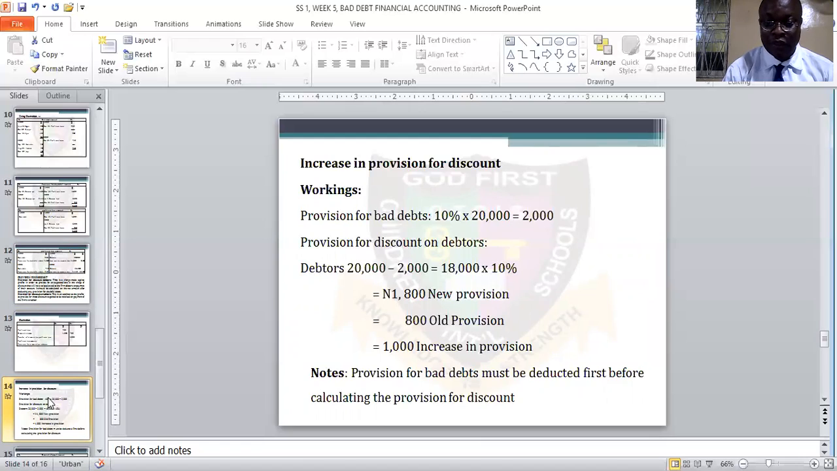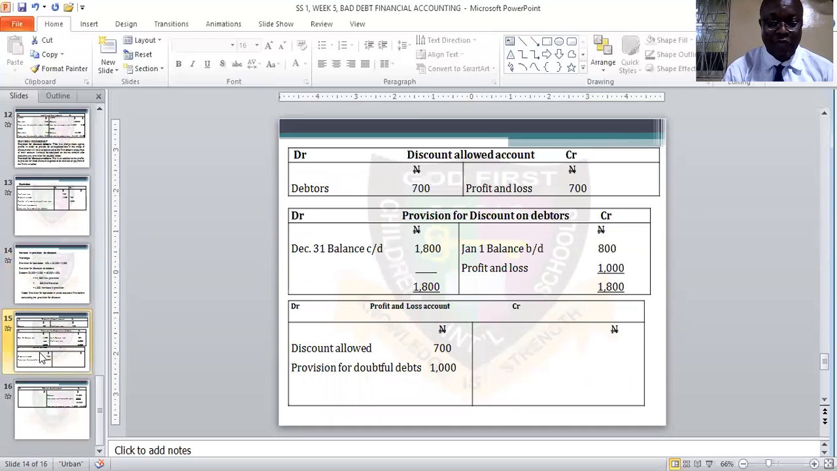Then the old provision is 800 naira. When you subtract it, you are going to have 1,000 naira. That means there's an increase in provision. Provision for bad debt must be deducted first before calculating the provision for discount. So before we calculate provision for discount, it's necessary for us to deduct the provision for bad debt. So let us look at the next one.